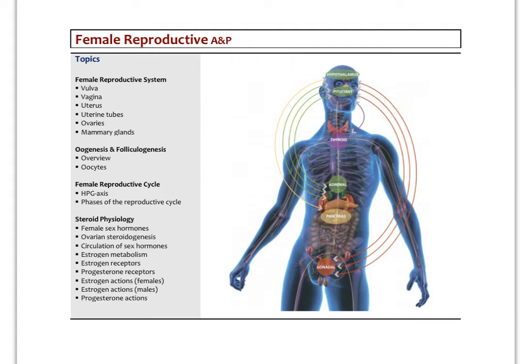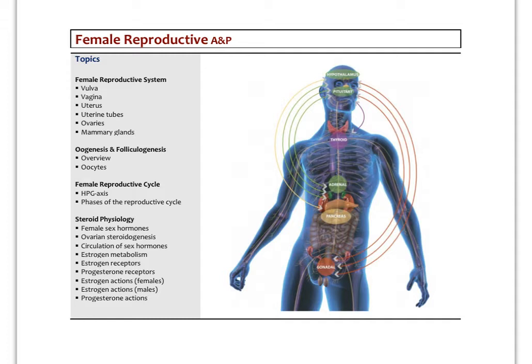Hello, this is the first video on female reproductive anatomy and physiology. This will be one of three parts. In the first part, I'm going to look at the organs of the female reproductive system, starting with the vulva all the way up to the ovaries, and also talk a bit about the mammary glands.